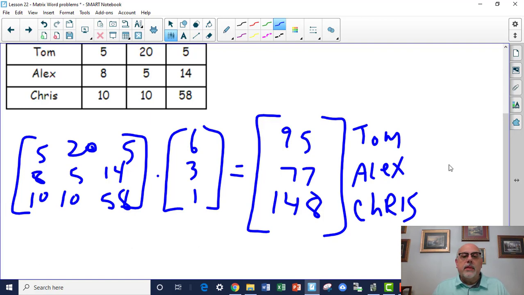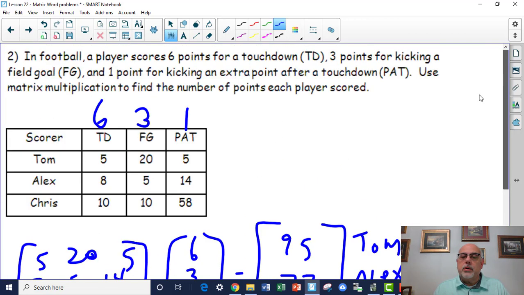So that is the lesson on matrix word problems. You may have to construct a table, but you see the way the data is put into the table.